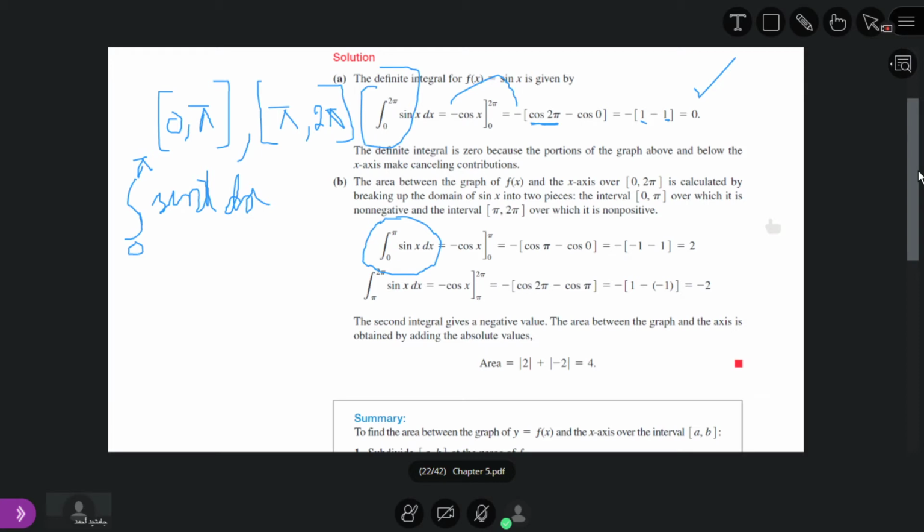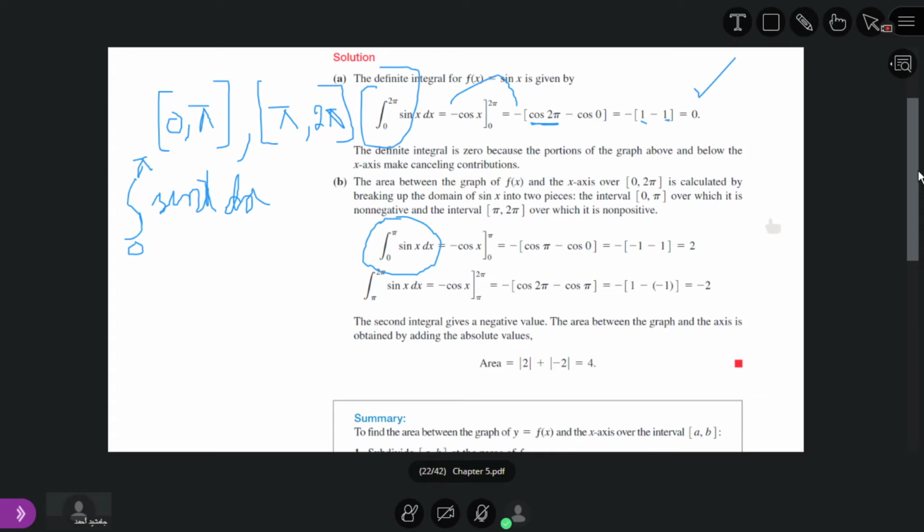Add the absolute value. It means we have to take the absolute value of the integral, and we have to sum these. The sum of the absolute values of the integrals is called the area.